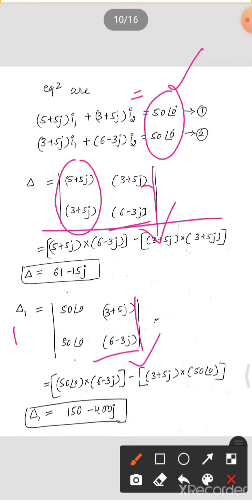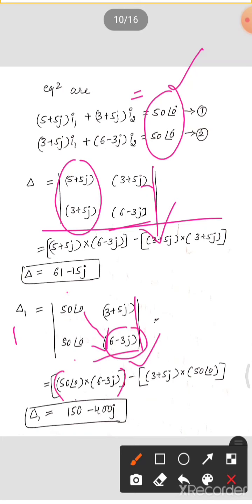So this becomes delta 1. Delta 1 will be the delta matrix with the first column replaced. Now you get the same type of matrix, so find out this determinant: 50 at an angle 0 into 6 minus 3j.